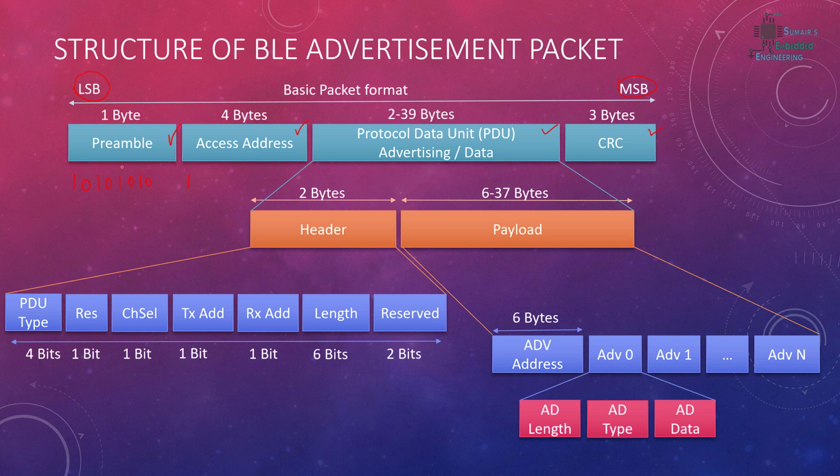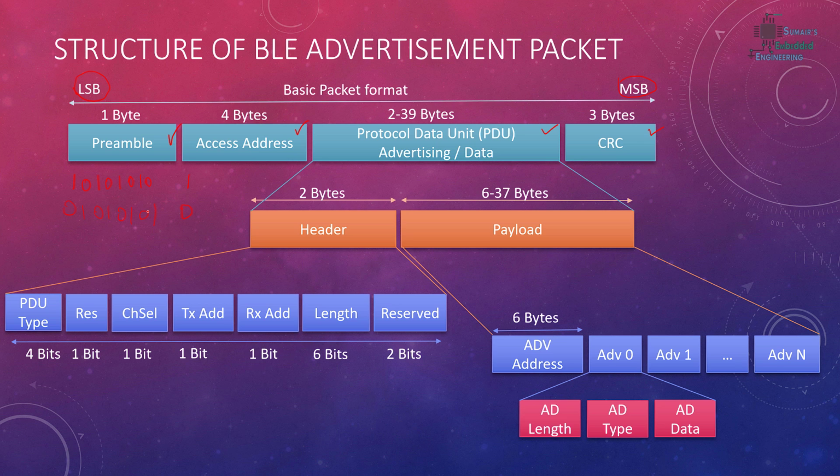So the next one is the access address. I forgot to tell you that if the starting bit of the access address is 0, then the preamble is going to be 0 1 0 1 0 1 0 1. Now we are going to see the access address. The access address is basically of two types. The first one is the advertising access address, and the second one is the data access address.